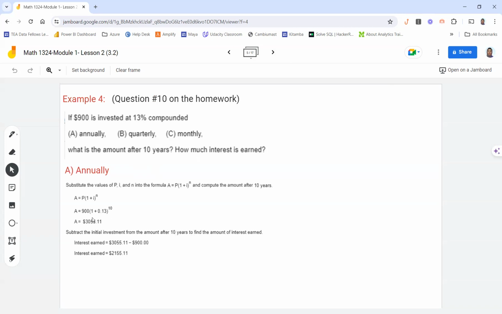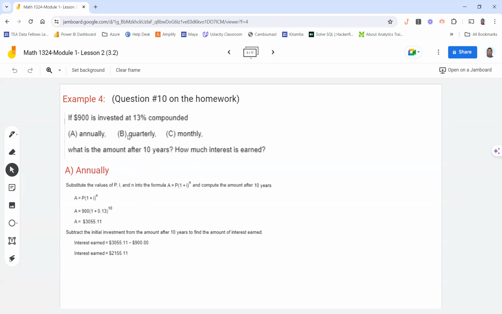And then it says, subtract the initial investment from the amount after 10 years to find the amount of interest. So this is not the money that you made over the 10 years period. Remember, 900 was your original money. So when you subtract 900, this is how much interest you earn. And then this is the total value after 10 years.